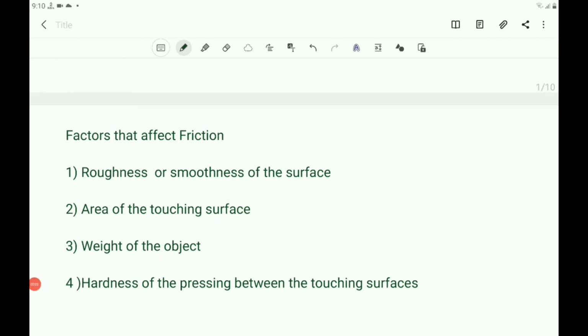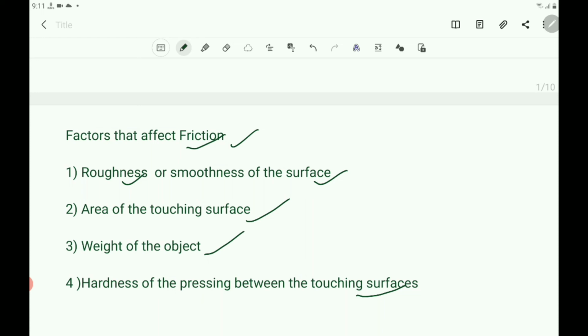What are the factors that affect friction? Roughness or smoothness of the surface, area of the touching surface, weight of the object, and hardness of the pressing between the touching surfaces. As the roughness of the surfaces increases, the friction between them also increases.